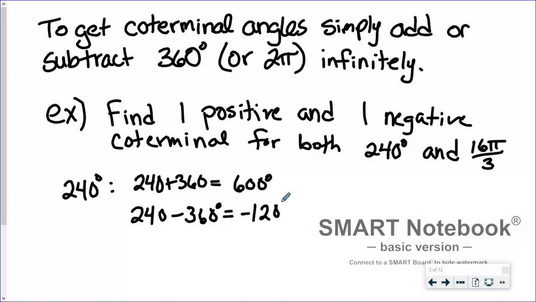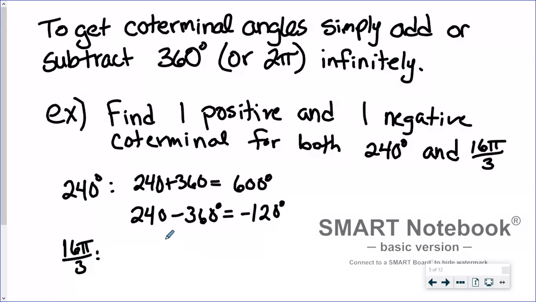Negative 120. All right. Is one of these positive and one negative? Yeah, then I'm good. I've done what was asked. All right, so now let's talk about 16 pi over 3.